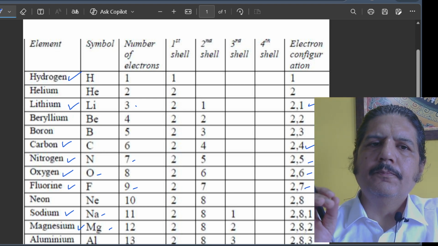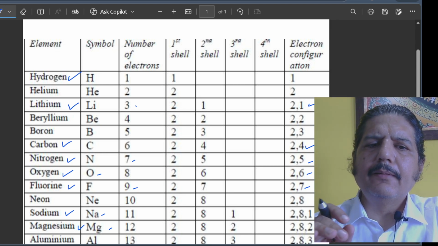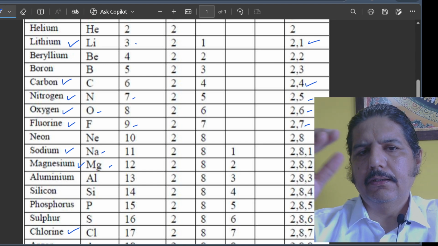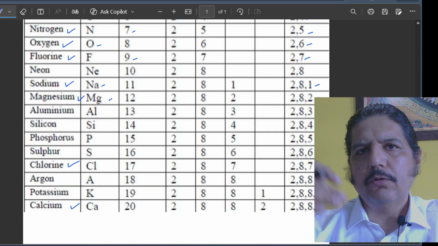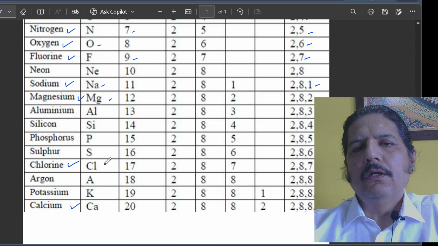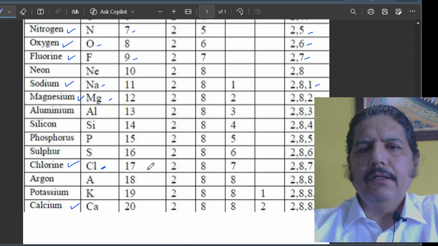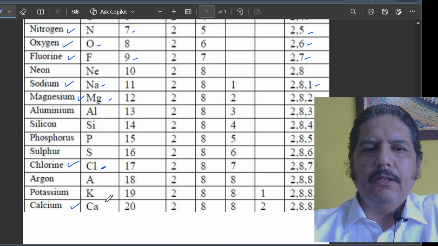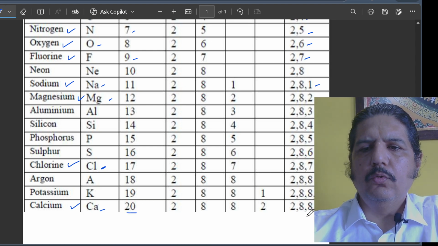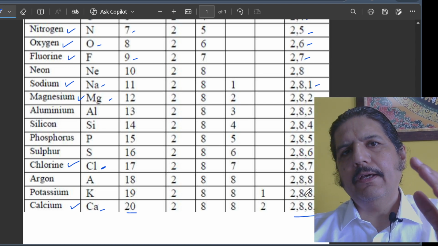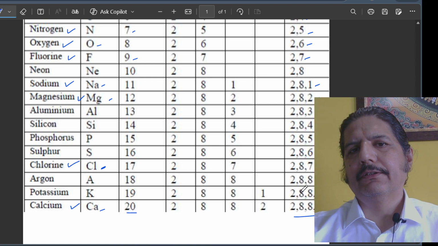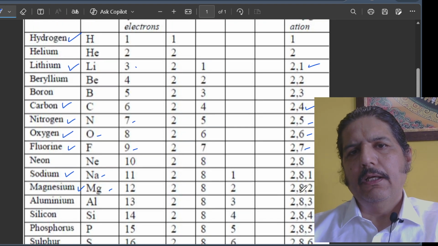These are the examples. These are the elements that I'm taking because I'll be using them in chemical bonding. So I just want to take you through these first. So chlorine, 17, 2,8,7; calcium, 20, 2,8,8,2. So you should be okay with writing the electronic configuration of all these elements.